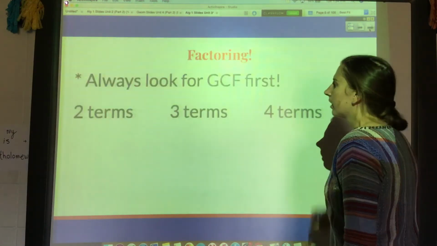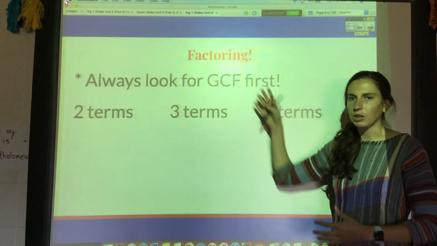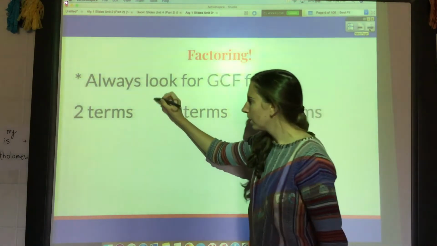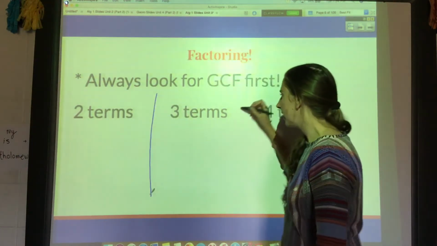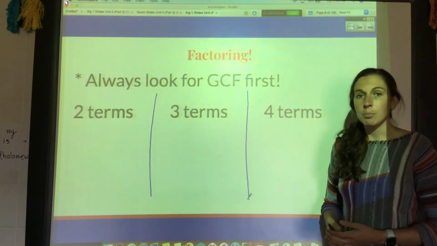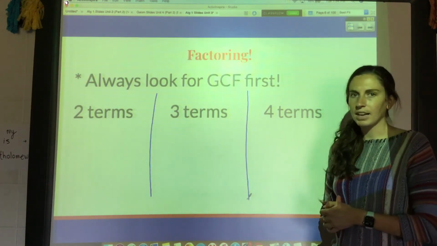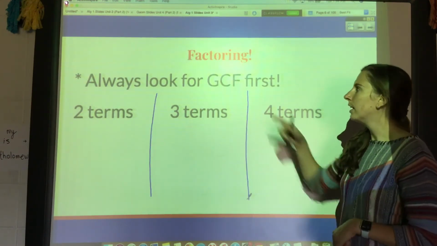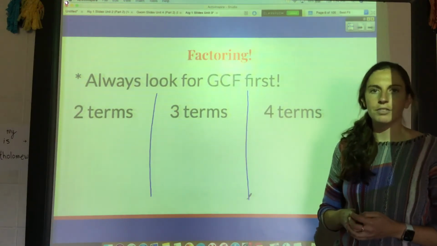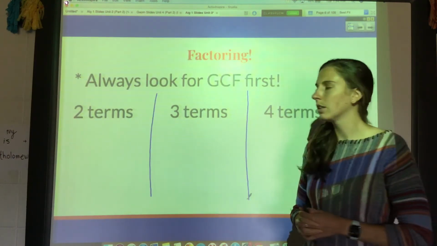To start off with, we're going to break this into sections. And if you want to make a graphic organizer on a piece of paper, I think that would be helpful, where we're going to look at 2 term stuff separately, 3 term stuff separately, and 4 term stuff separately. But regardless of however many terms the expression has, when you're factoring, the first thing you should always look for is, does it have a GCF, a greatest common factor? If it does, you want to factor that out first. We've already covered this, but I wanted to go ahead and review it just a little bit.